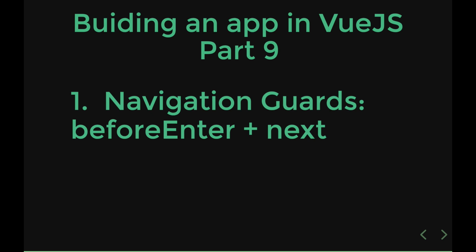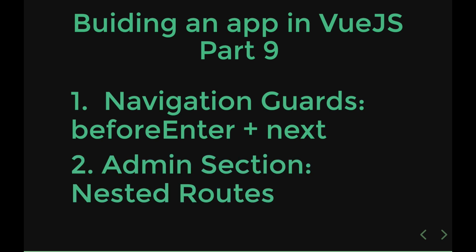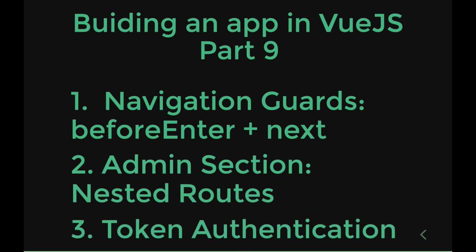Specifically, here's the steps we're going to go through. First, we're going to put in the navigation guards, and we're going to learn about the before enter hook and the next function. Then we're going to create an admin section that holds all the routes that we want to guard, and we'll learn about nested routes to do that. And finally, we'll do token authentication. Token authentication can be tricky, but most of that trickiness is on the server side. So I'm going to break one of my rules and show you a little bit of server stuff, but hopefully in just a general way that you can apply to your own server. All right, so let's get started.